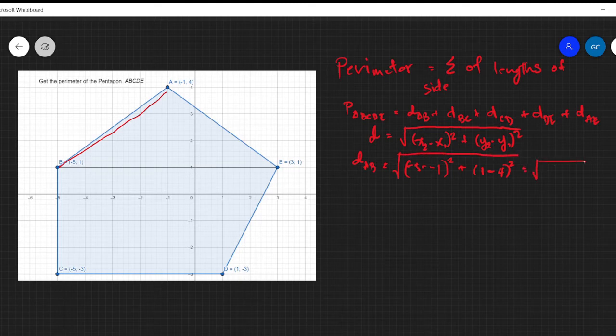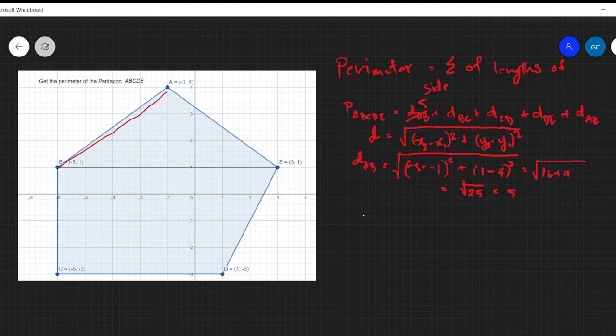So this will be 6 squared? We have here -5 plus 1. No, that should be negative 4 squared, so we have 16. Then we have 1 minus 4, that will be 3. 3 squared will be 9. So we will have the square root of 25, and the square root of 25 is equal to 5. So we have our first distance, which is 5.